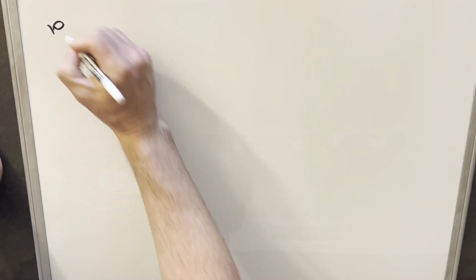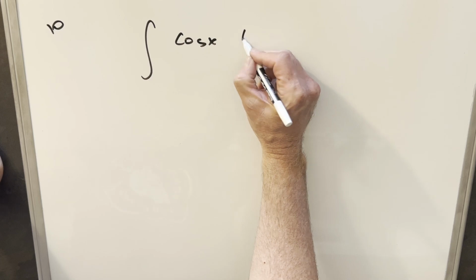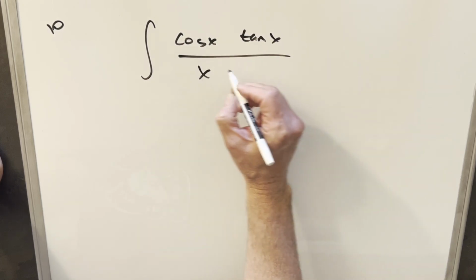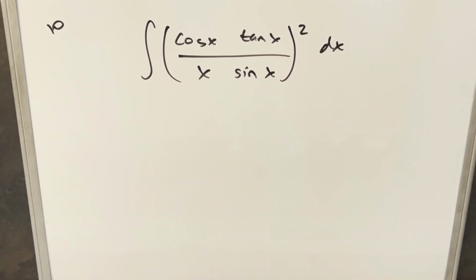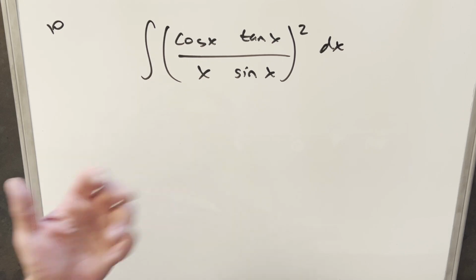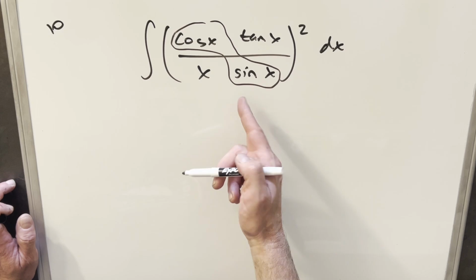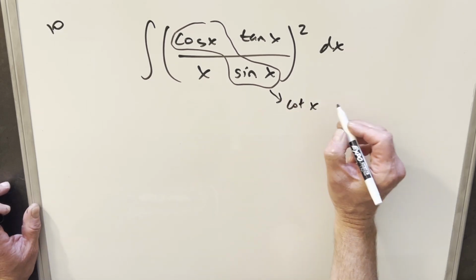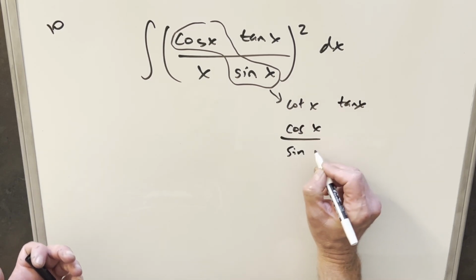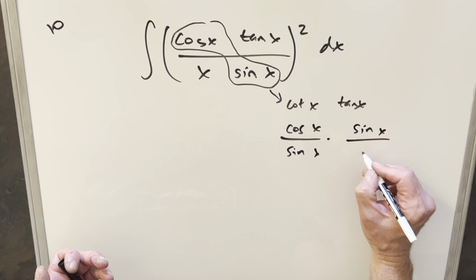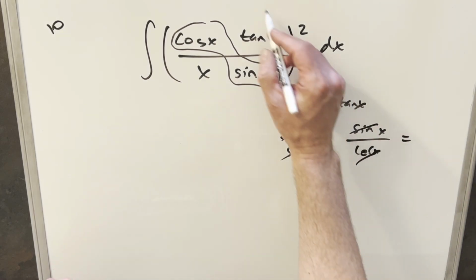Okay, number 10, this is quick, but it's kind of a good one. So we have the integral of cosine x times tangent x over x sine x, all squared, dx. At first it looks kind of confusing because there are so many different trig functions, but this right here is the same thing as cotangent. We're multiplying it times tangent. Just to write that out, we can put it back, right? Cosine x over sine x times sine x over cosine x, and then you cancel, and this whole thing is just 1.